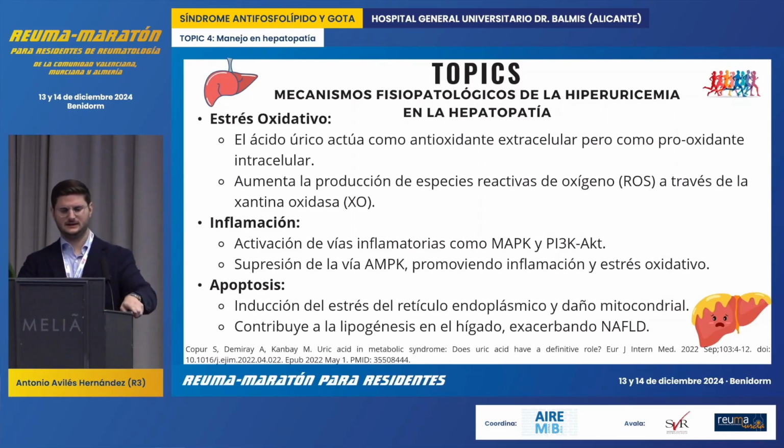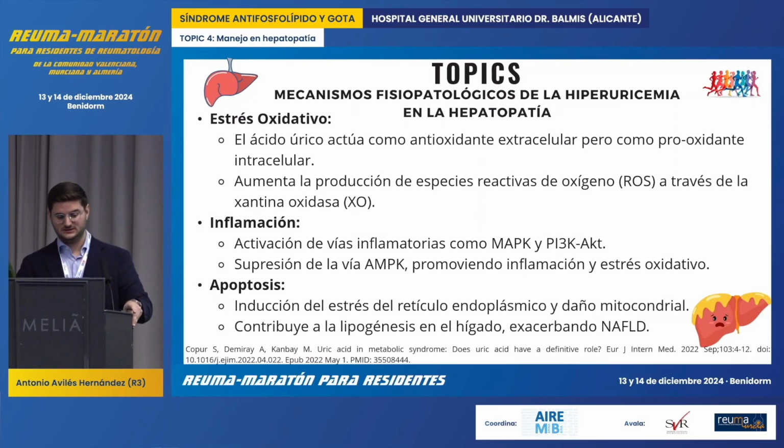Briefly, we will mention that hyperuricemia can contribute to the development of liver disease through three mechanisms. The first is oxidative stress, since uric acid acts as a pro-oxidant only within cells. This leads to an increase in the production of reactive oxygen species. It also promotes inflammation, either through the activation of inflammatory pathways such as MAP kinase or AKT, or by suppressing the AMPK pathway, thereby promoting inflammation and again oxidative stress.